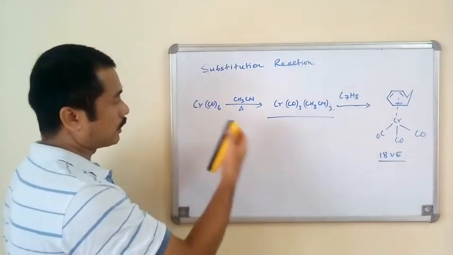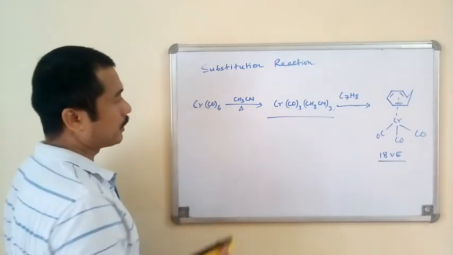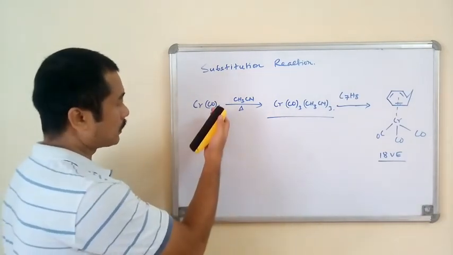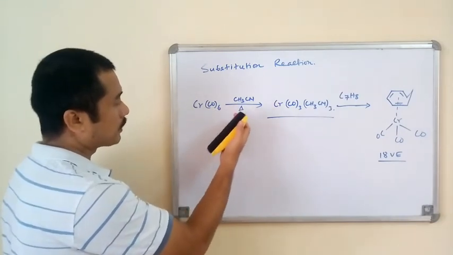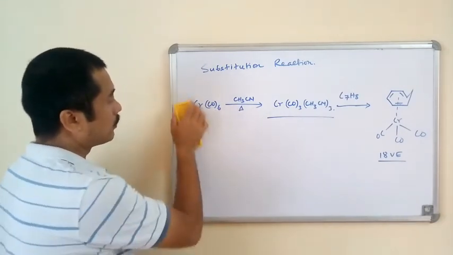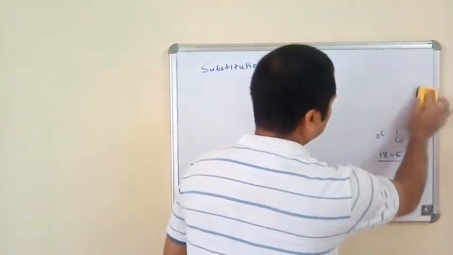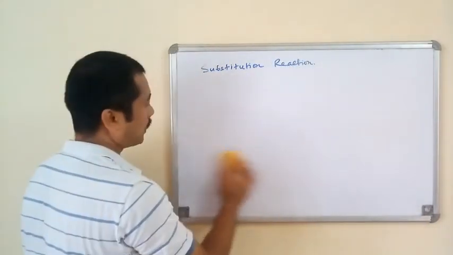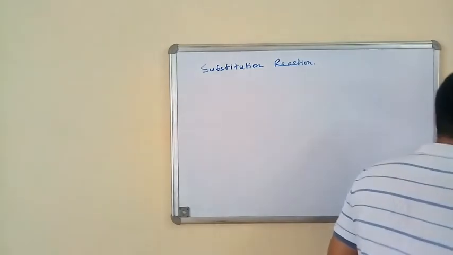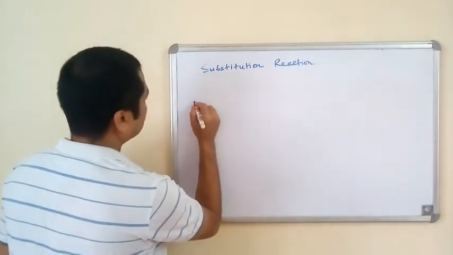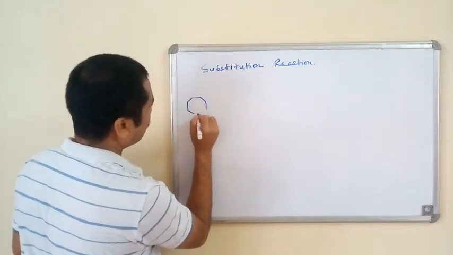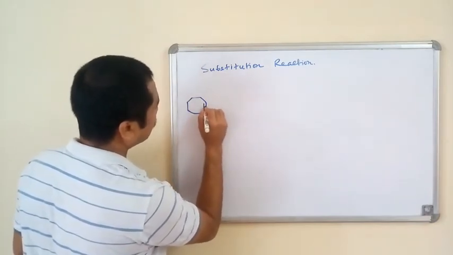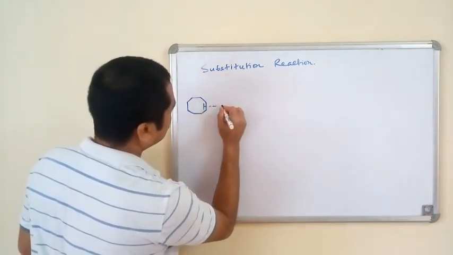This reaction proceeds via thermolysis, that is, the carbon monoxide ligands from this complex were replaced by thermal treatment. We also have examples where photochemical substitution reactions can be carried out. So we'll see just one example where carbon monoxide is substituted photochemically.